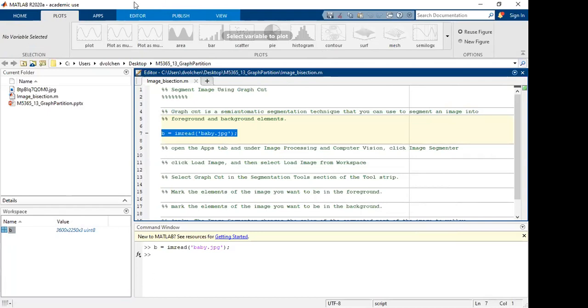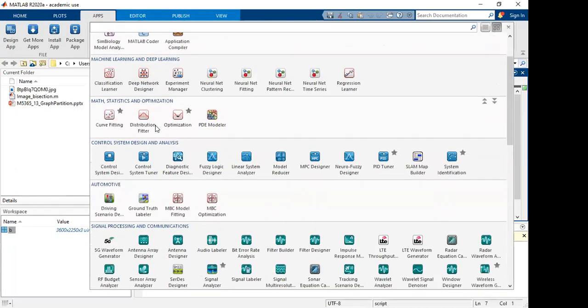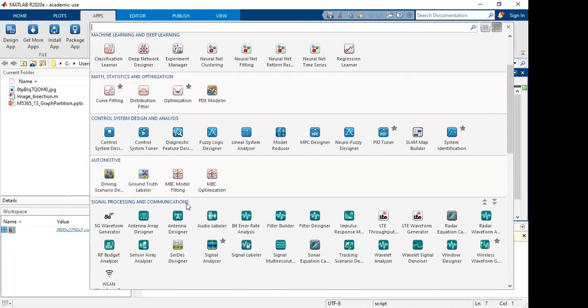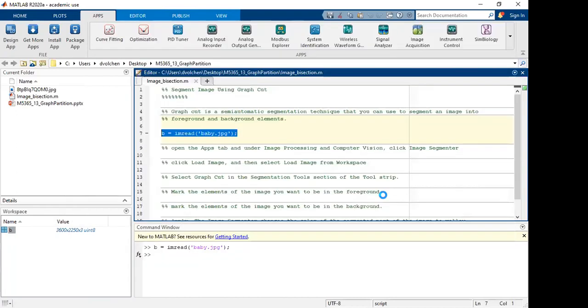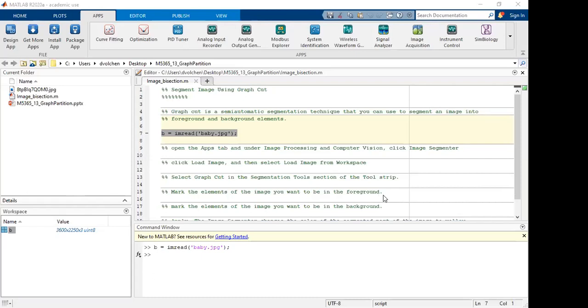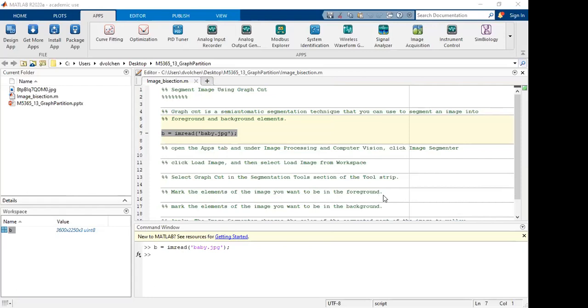I open Applications. In the applications, I have image processing, signal processing, communication, control, image processing and computer vision, Image Segmenter. So this Image Segmenter uses the Fiedler vector of a picture. Okay, load image from workspace. Excellent. Okay, yes, so this is a picture.